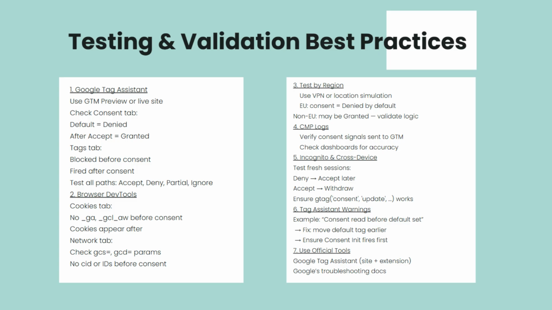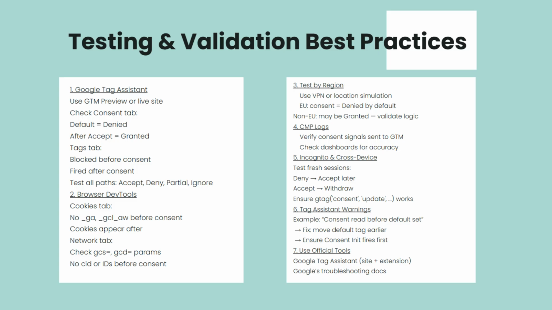As Simo Ahava noted, GCS encodes the consent state. For example, GCS G100 means both ad and analytics storage were denied at the time of that hit. G111 would mean both granted. This is more of a technical check but can confirm that the signals are being sent.